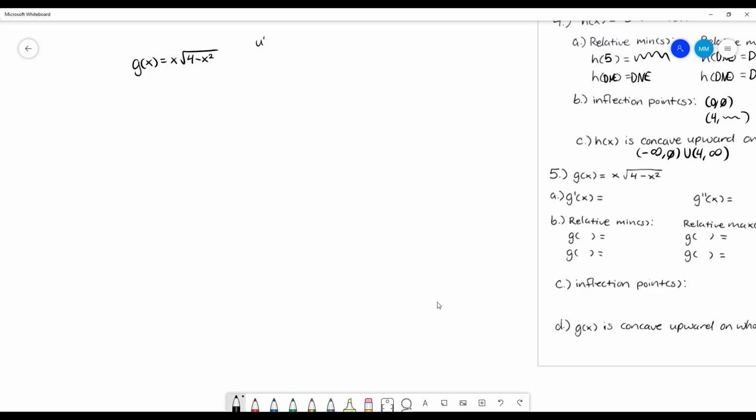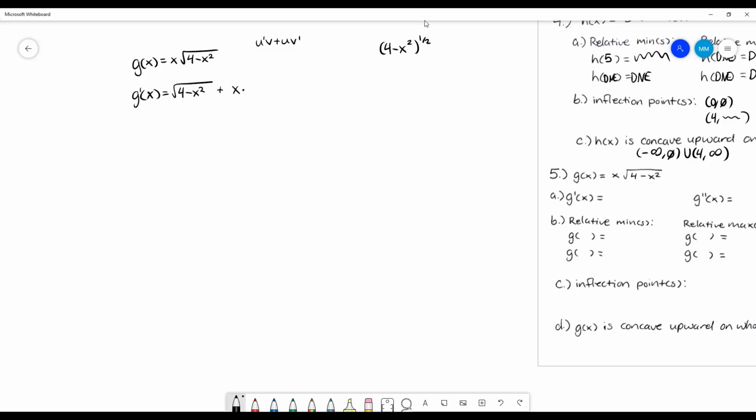So first, our product rule is derivative of the first times the second term plus the first term times the derivative of the second term. So that first derivative, I can take the derivative of the first, which is just 1, times our second term, and that becomes this, and then plus our first term times the derivative of our second term. Well, this is the same as that.